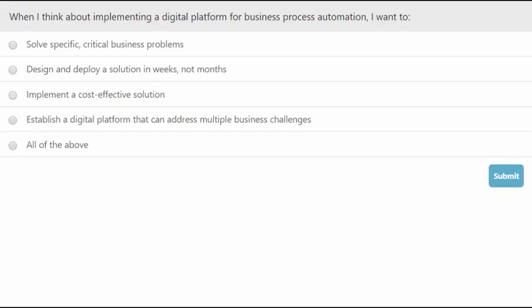So the question again, when I think about implementing a digital platform for business process automation, I want to solve specific critical business problems, design and deploy a solution in weeks, not months, implement a cost-effective solution, establish a digital platform that can address multiple business challenges, or all of the above. Please select your answer and make sure to hit submit. I'm going to give you just a few more moments now to vote.